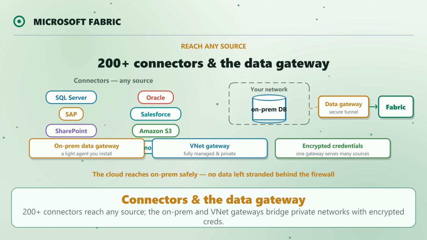For private Azure networking, there's the Virtual Network Gateway, which is fully managed and keeps traffic on your private network. In both cases, credentials are encrypted and stay protected, and a single gateway can serve many connections in many workspaces. You don't install one per source. The result is that the cloud reaches on-prem safely, and no data gets left stranded behind the firewall just because it's not in Azure.